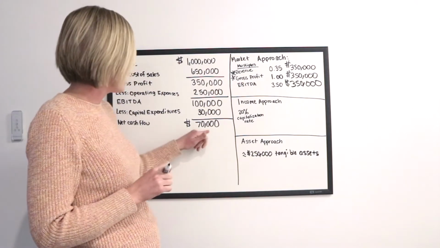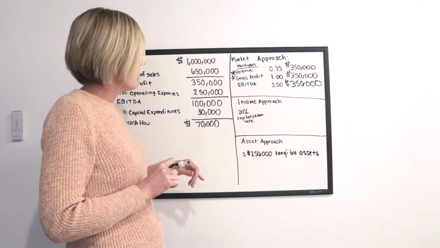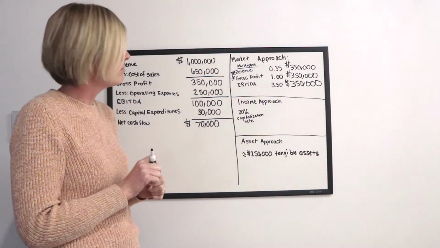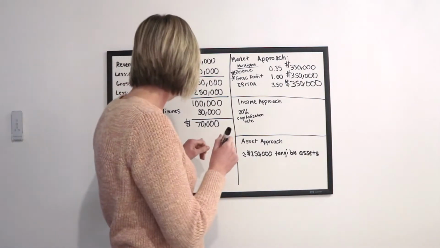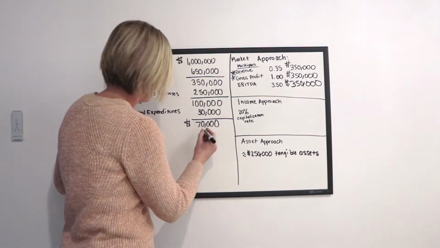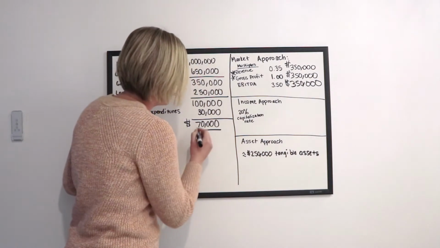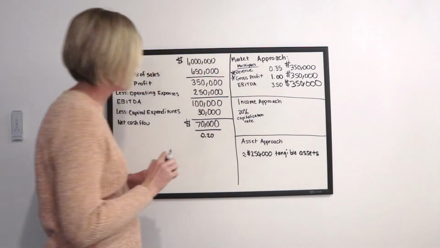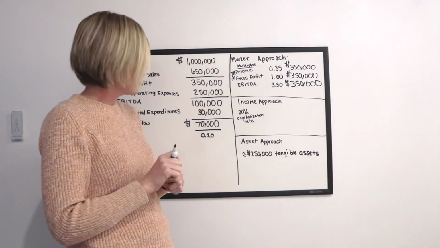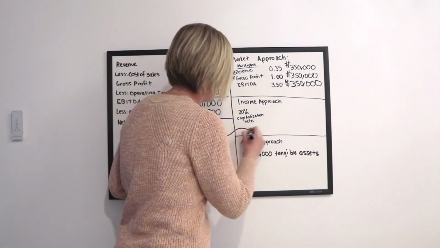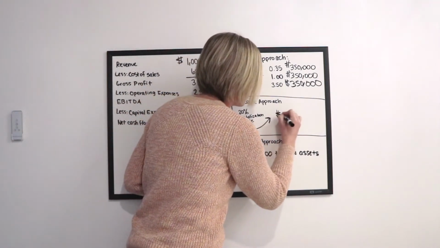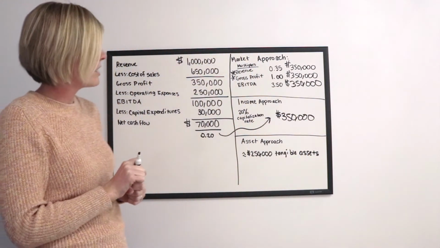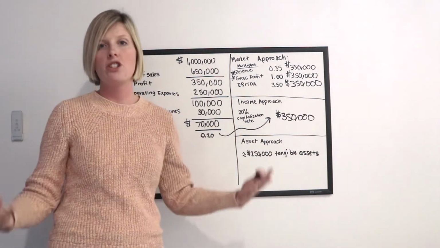Okay, so let's take this 70,000, and we're going to apply that to this 20% capitalization rate. So I'll just do the calculation over here. We have the 70,000. Then all we're going to do is divide by that 20%. Okay, and that's going to get us to, you guessed it, the 350 again. So it's just another way of coming up with an indication of value.